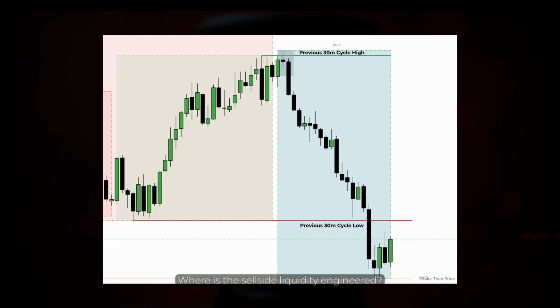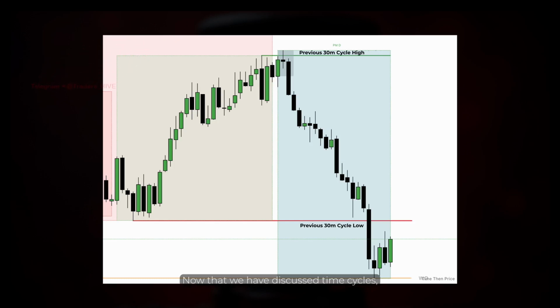Where is the sell-side liquidity engineered? It's engineered below the previous cycle low, below the previous 30-minute cycle low, which was the low of that original consolidation. And this is what's important to note. These market maker models are not simply price patterns. They're not price patterns that you just put on your chart and that's it. No, what you must understand is the logic behind inception to terminus. And that right there is where the true light bulb moments will take place.